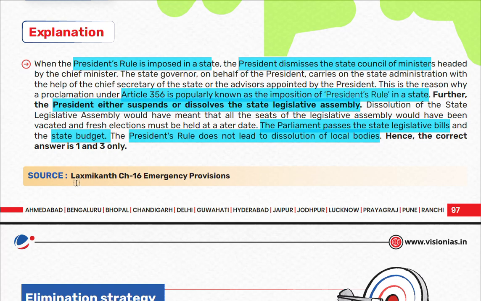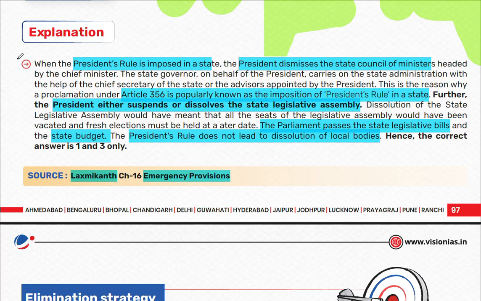So what is the source? You can find this particular information in Laxmikant, chapter number 16, in emergency provisions. If you see Laxmikant chapter number 16, you will find that they have written the effects of President's rule on the center-state relations. Okay, so that particular heading has already covered everything.